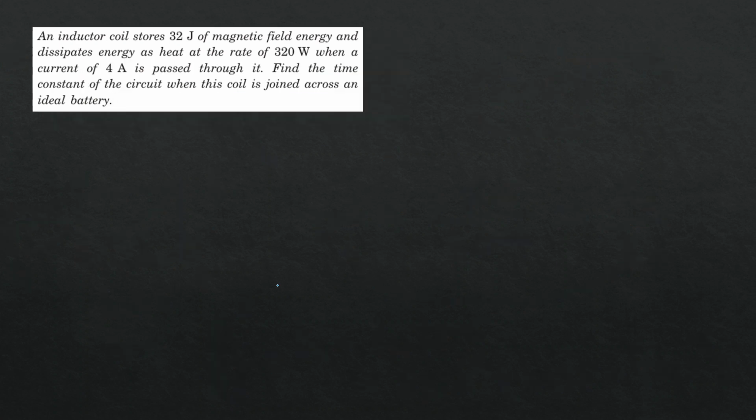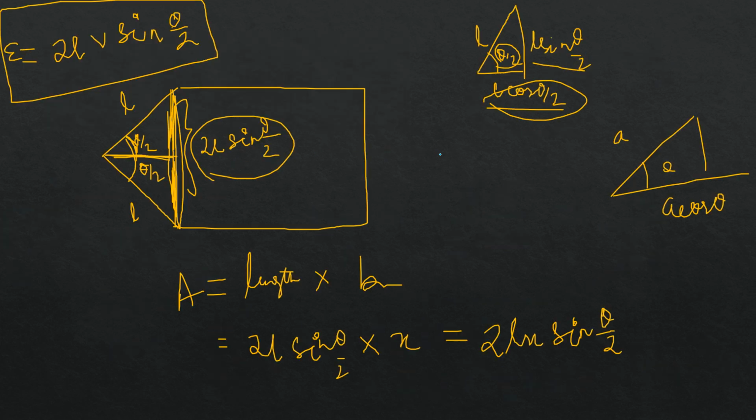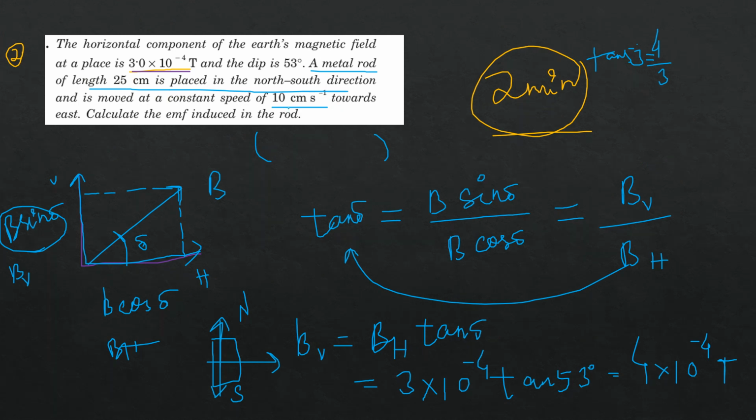So calculate the EMF. What is the formula for EMF? EMF formula is simply BVL. So let's put BVL. B is whatever you got, 4 into 10 to the minus 4. V is given, constant velocity, 10 centimeter per second.